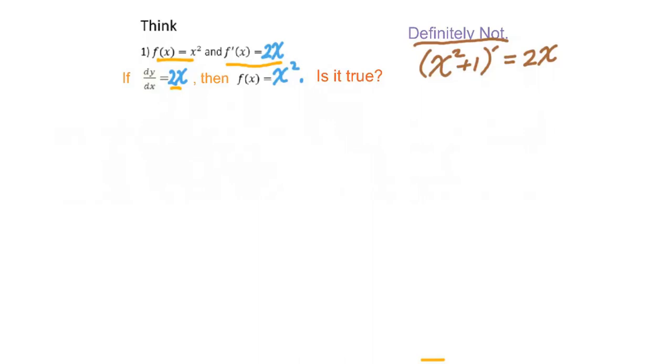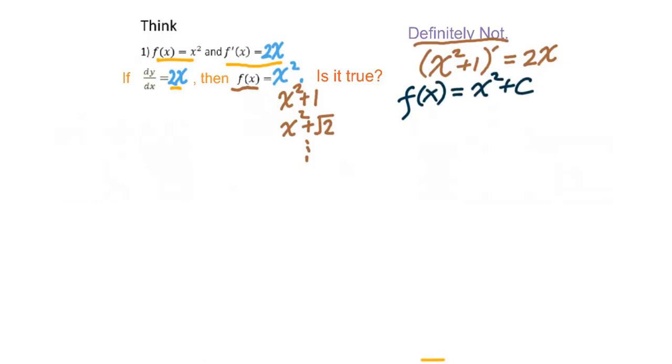In other words, f of x could be x squared, it could be x squared plus 1, it could be x squared plus square root 2, and so on. There will be infinite solutions to this f of x. But the pattern of the solution to f of x will be f of x equals x squared plus c, where c is all real numbers.